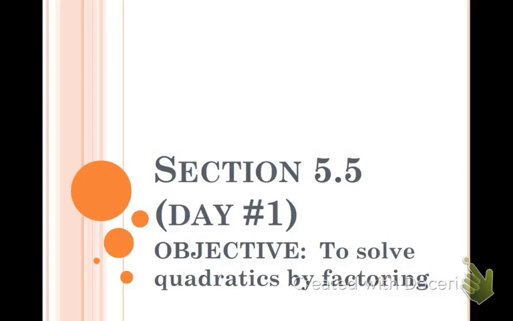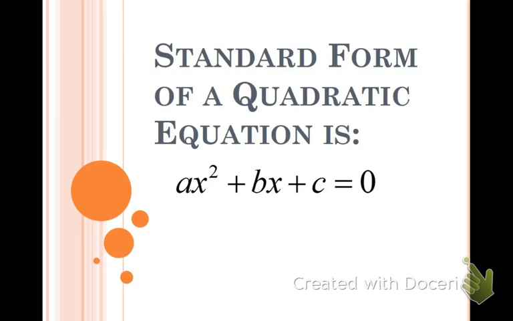Okay, 5.5 day one, solve quadratics by factoring. There we go. The standard form of a quadratic equation is ax squared plus bx plus c equals 0. This should look familiar, just a little different. Who can tell me what's a little different about this? The equals 0 part, that's the new part.